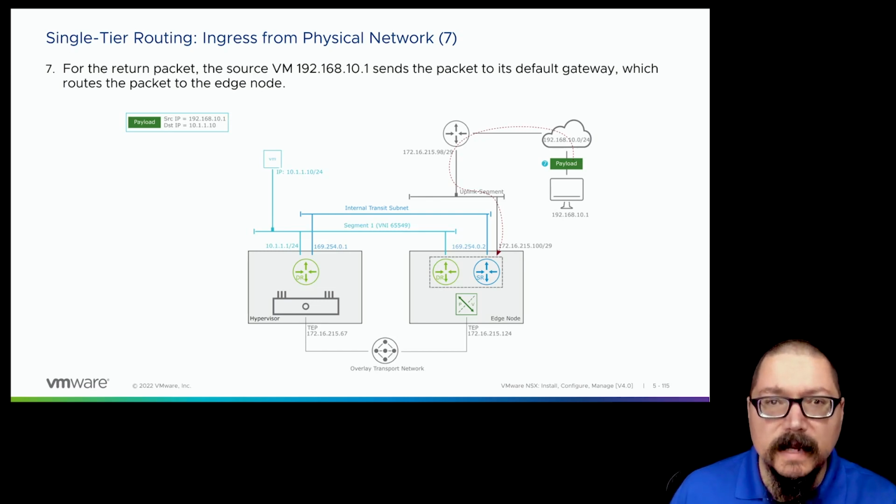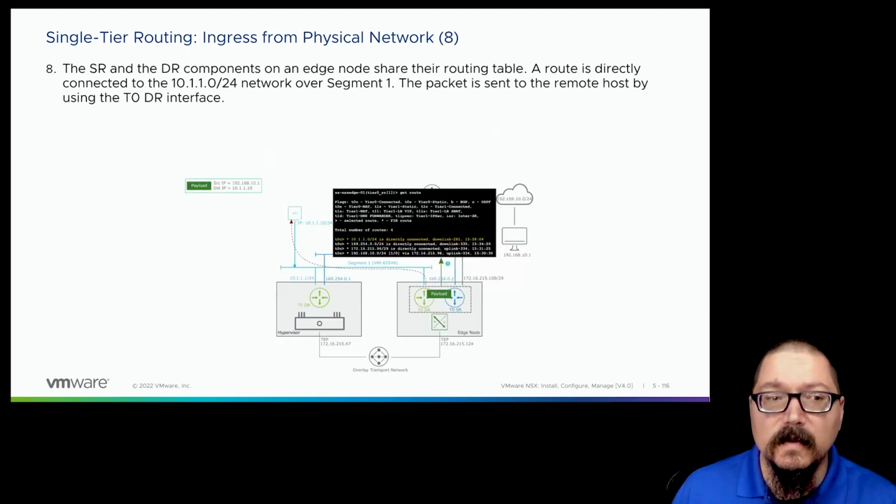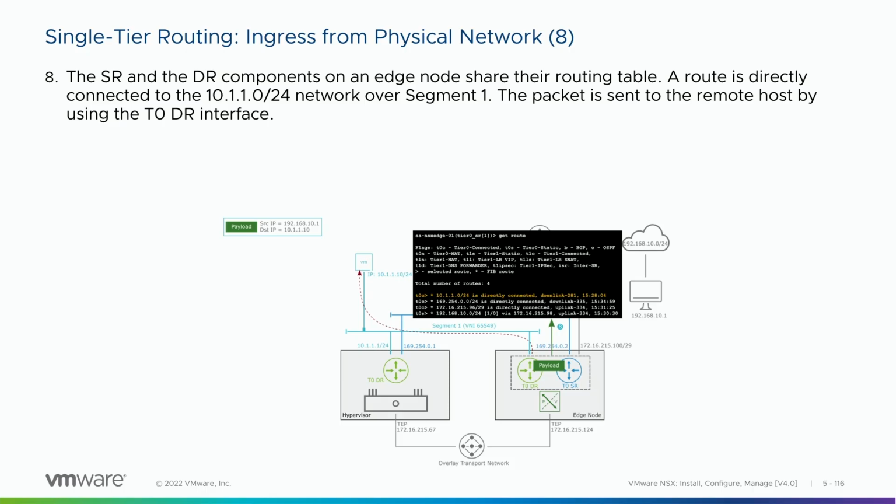So the service router is going to pick up and receive that packet, right? The Tier 0 service router will receive the packet from the physical network. And what are we going to do? Well, the service router is a router component. It's going to look at its routing table, and it's going to see that it's got a connected route to 10.1.1.10. All right, we can tell that by the flag on that route. It says T0C, Tier 0 connected route. The service router is going to forward out the interface to the virtual machine's segment. All right, we have direct access to that on the edge node.